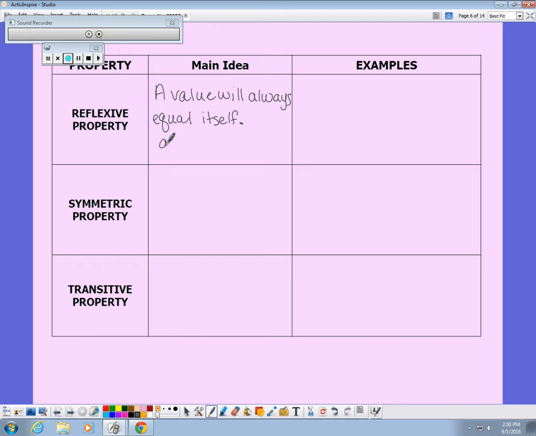So A always equals A. 16 will always equal 16. 7x will always equal 7x. And 4y squared will always equal 4y squared.